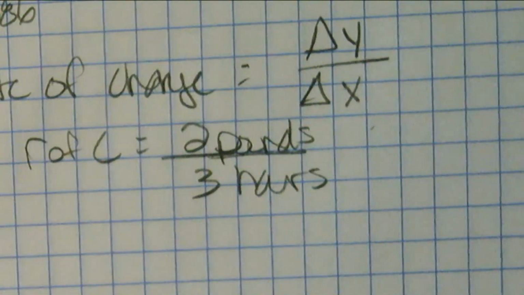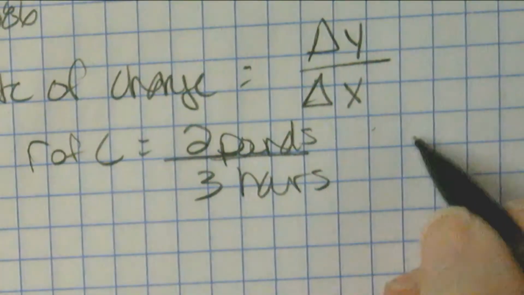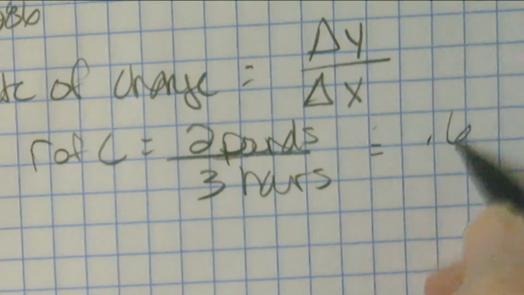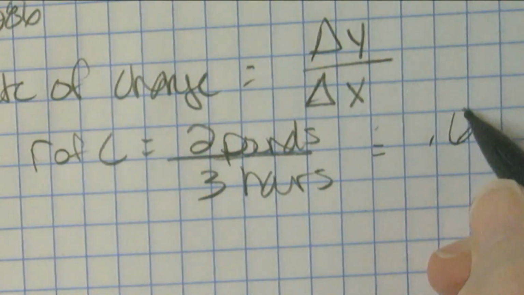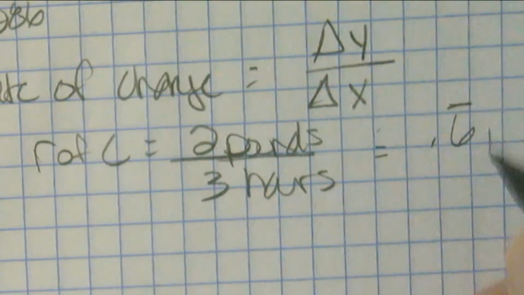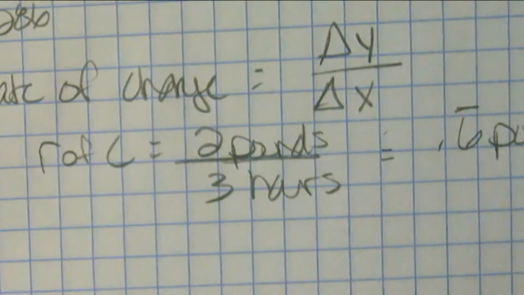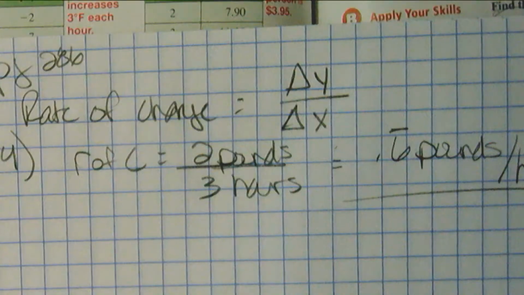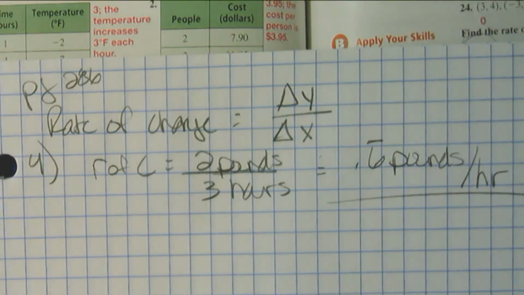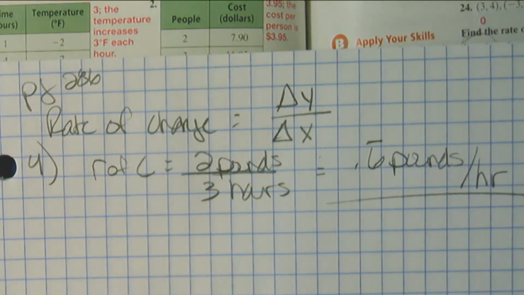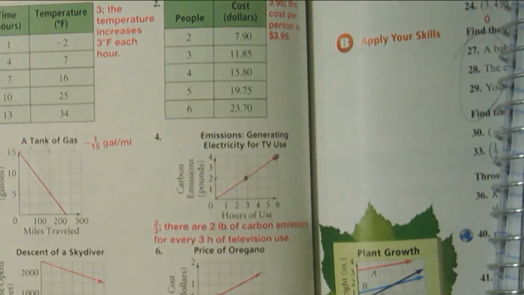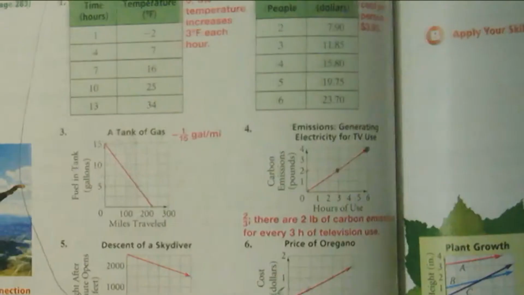So there is my rate of change. If I was to do this division, all right, this is going to end up being 0.6 repeating pounds per hour. And that's what I would expect to see. I think they did 2/3 pounds per hour, which is the same thing as 0.6 repeating. Questions on this? Okay, so let's take a look at number 5.